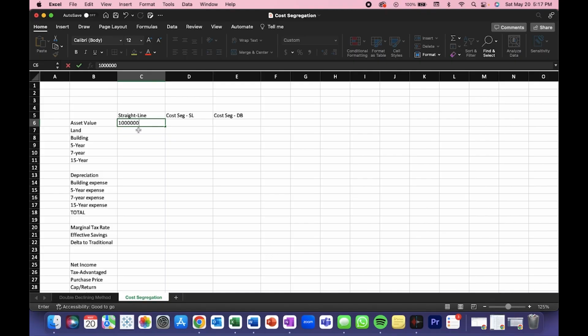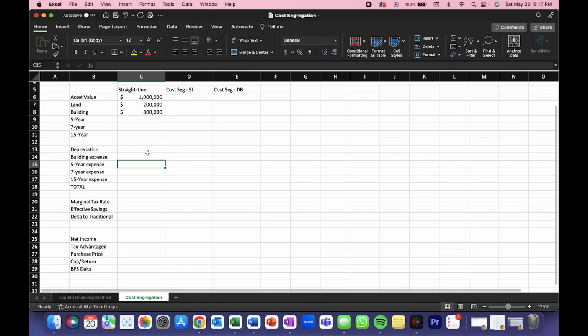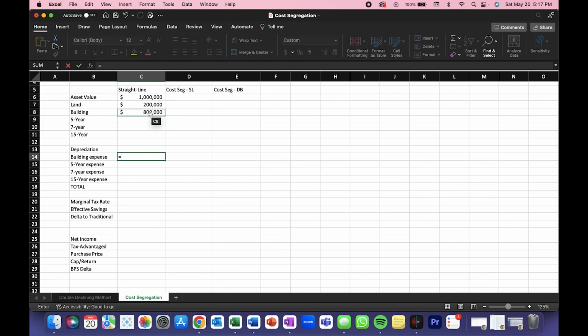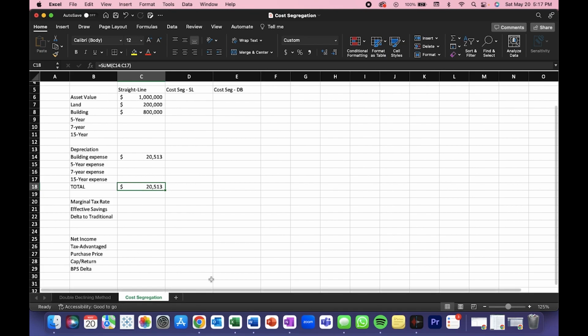So let's say we have a $1 million building. Let's separate it into $200,000 land and $800,000 for the building. We're not doing a cost seg, so we're going to leave this blank for now. Now, because it is a commercial asset, we're going to depreciate this building over 39 years, which is going to give us an effective depreciation each year for those 39 years of $20,513.